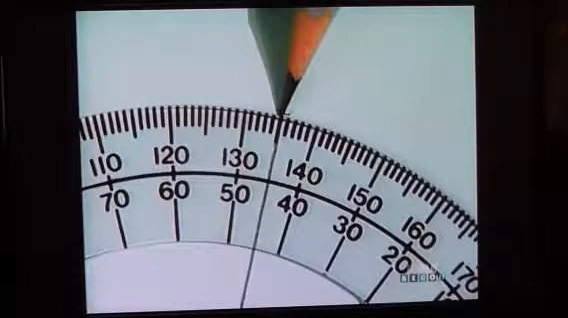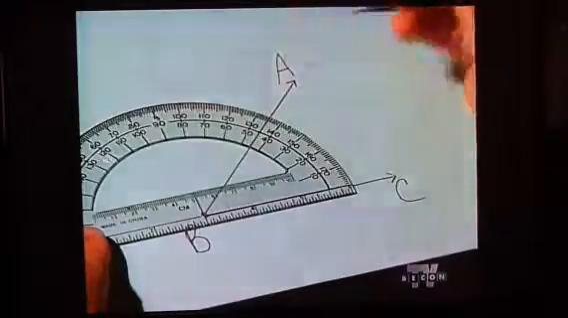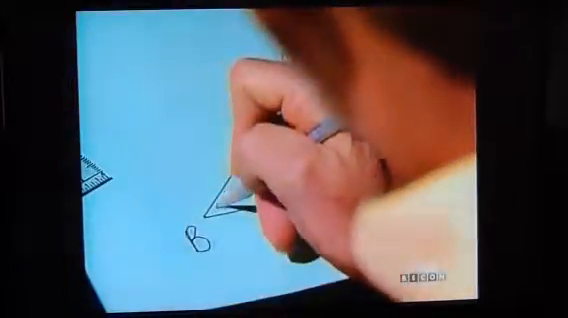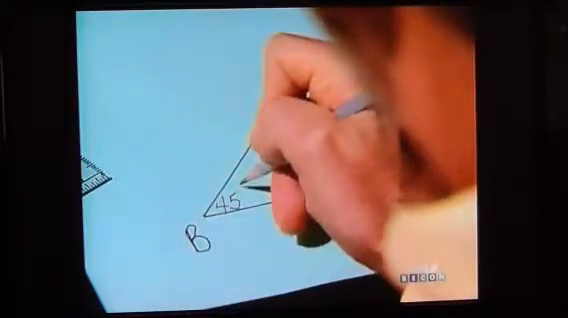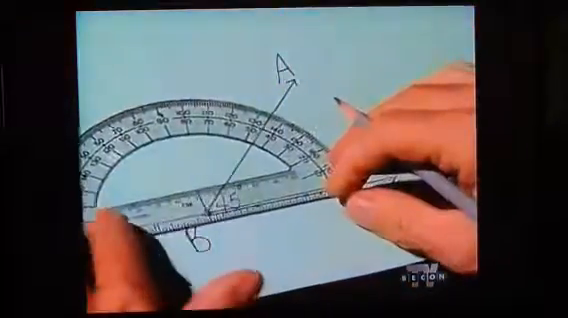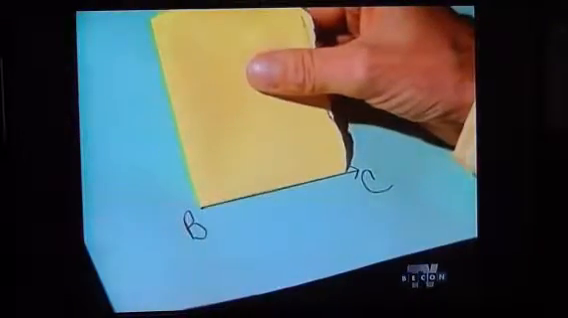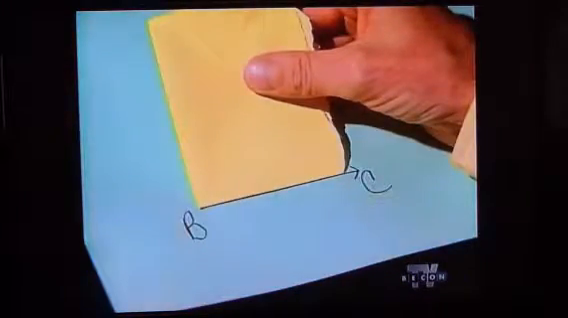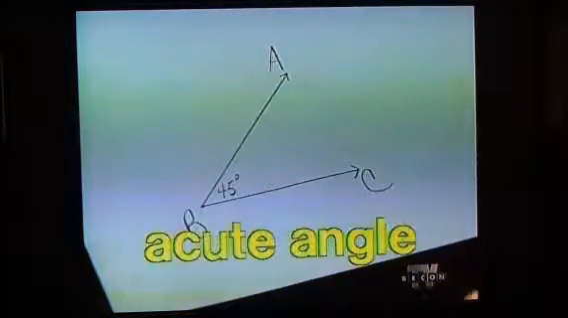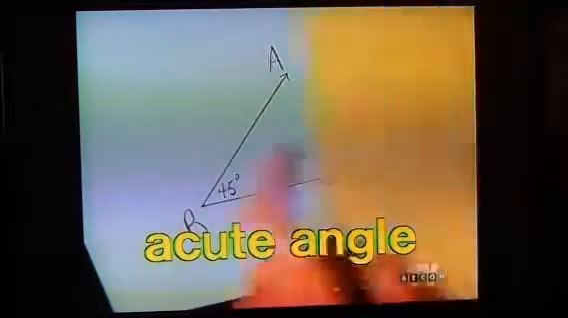Look at the number that touches ray BA. It's halfway between 40 and 50. Therefore, the angle measures 45 degrees. If I had used the wrong set of numbers, it would read 135 degrees. This is when my right angle checker really comes in handy. Notice that the angle is less than 90 degrees. Therefore, I have an acute angle.